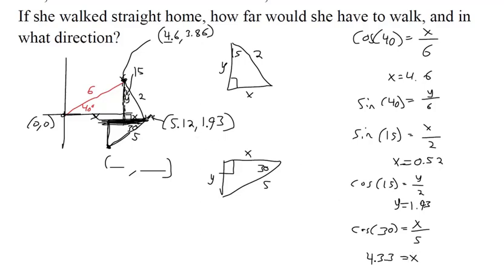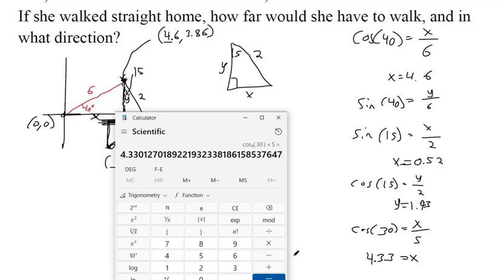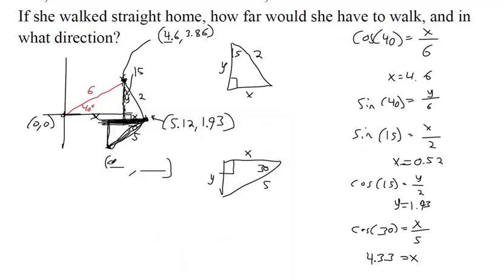Now remember, that's the change in the x. So when we went in this direction on our walk home, we're going to the left on the x-axis, right? So we start at 5.12. Going to the left means we're backing up. So 5.12, we're subtracting 4.33 from it. So we end up at 0.79 on the x-axis.